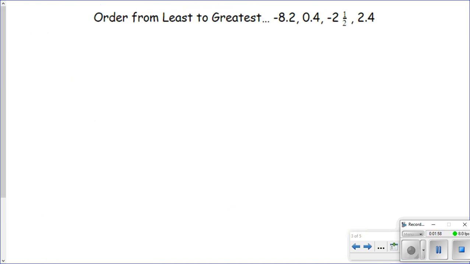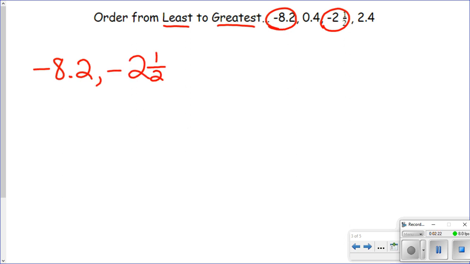Okay, so the first thing I want to recognize in this example is it tells me to go from least to greatest. Because of that, I want to look for my negative numbers first. I see a negative 8.2 and a negative 2 1/2. Negative 8.2 is smaller because it has a larger negative number. Then I have negative 2 1/2. The other two numbers that I have left are 4/10 and 2 4/10. I have a 0 in the whole number and I have a 2 in the whole number. 0 is smaller, therefore that number comes next, and then 2.4 would be the greatest number in that list.